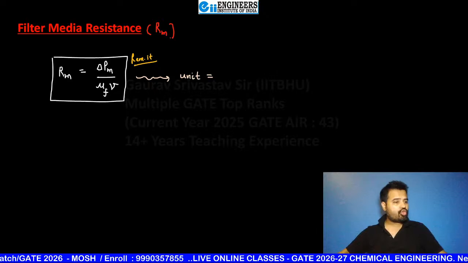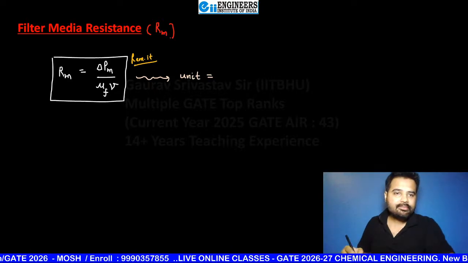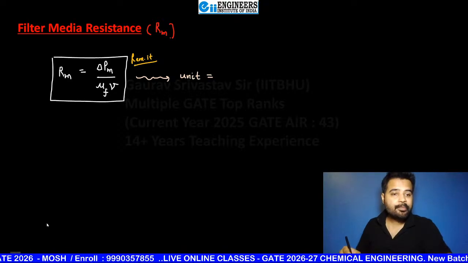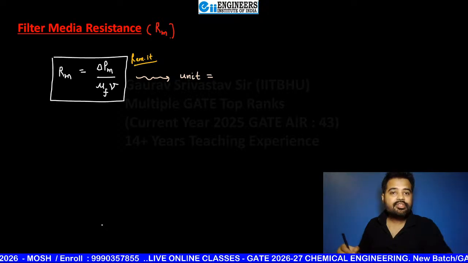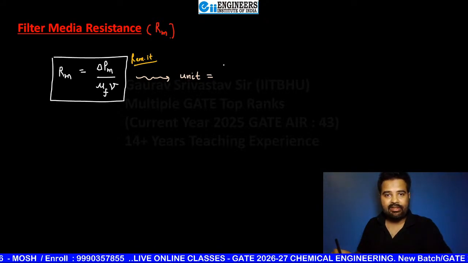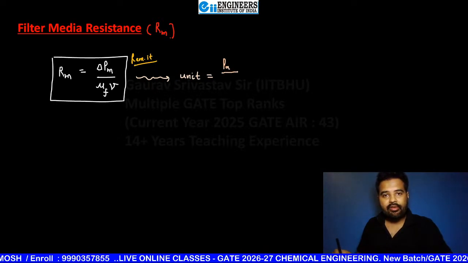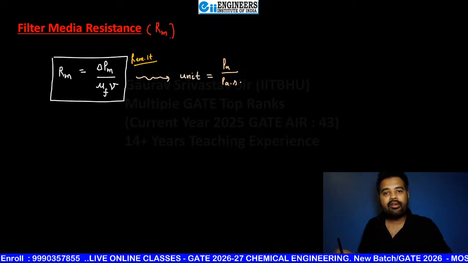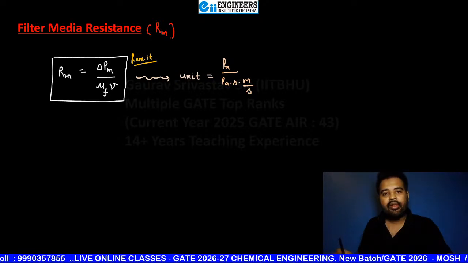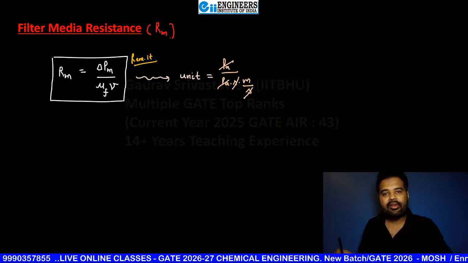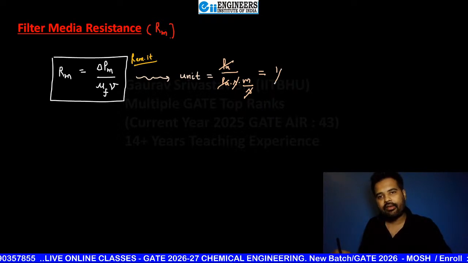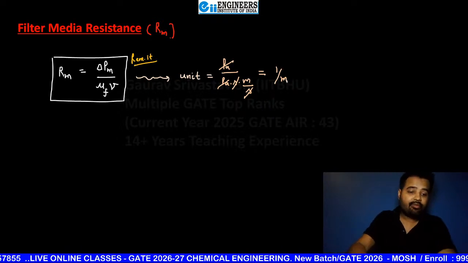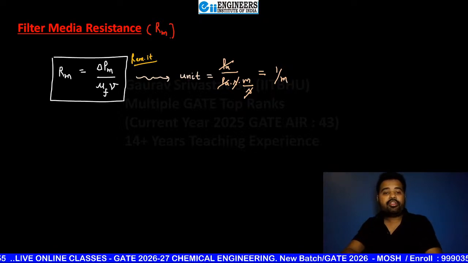Devarsh, Agnihotri, Roshna, everyone is getting meter inverse. Very good beta. What is this? This is Pascal. And what is the unit of viscosity? That is Pascal second, and this is meter per second. Pascal cancelled, second cancelled. Absolutely correct. 1 by meter, that is meter inverse. The right unit is meter inverse.